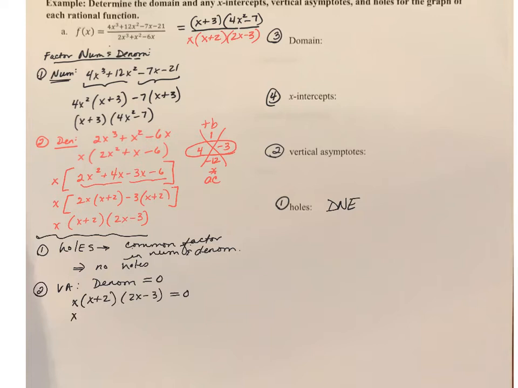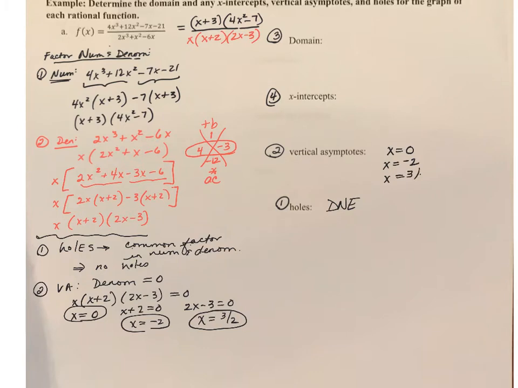Set it equal to 0, and then find which x values will cause that to be 0. So set each of the x factors equal to 0. So x equals 0, x plus 2 equals 0, 2x minus 3 equals 0. That means x equals 0 is a vertical asymptote, x equals negative 2 is a vertical asymptote, and x equals 3/2 is also a vertical asymptote. So I have 3 vertical asymptotes here. I can add that over here. Remember, you always write them as x equals: x equals 0, x equals negative 2, and x equals 3/2.